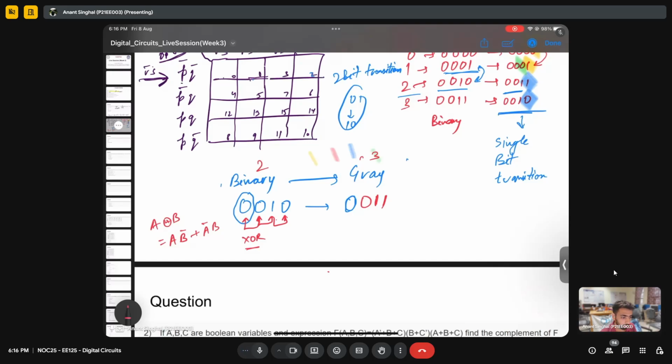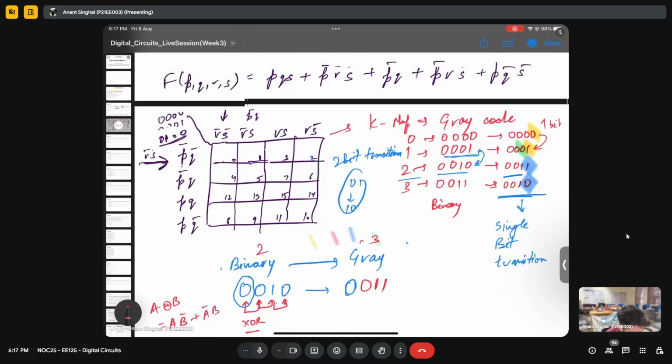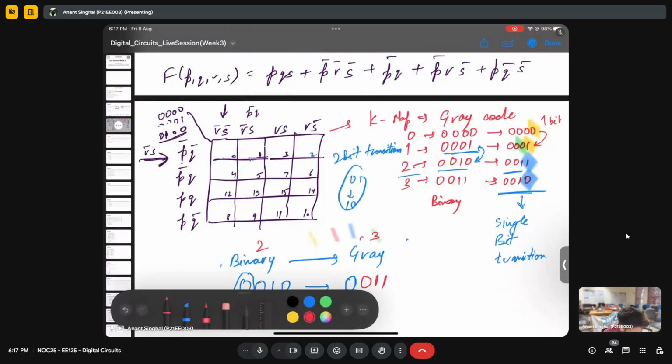Is it fine for now? This is just a basic conversion, how we do it. It will be discussed in detail in the next classes, so don't worry about it too much. So let's come to the problem now. I think we have covered enough.